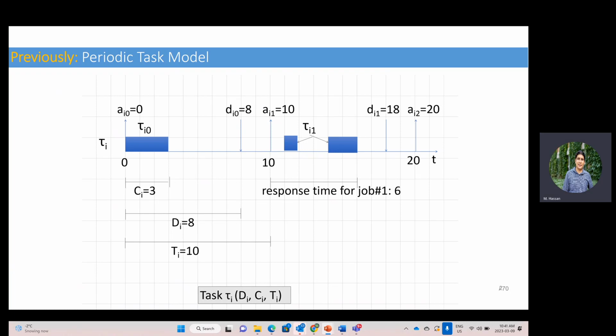Then in the next period, a new activation happens and a new job is released. It takes exactly the same C, which is the worst case, 3 time units. They don't necessarily have to be contiguous or back-to-back; they can be split. Can you give me an example of why in one instance those can be back-to-back, while here the second job has to split them? What do you think? Why might this happen in the end?